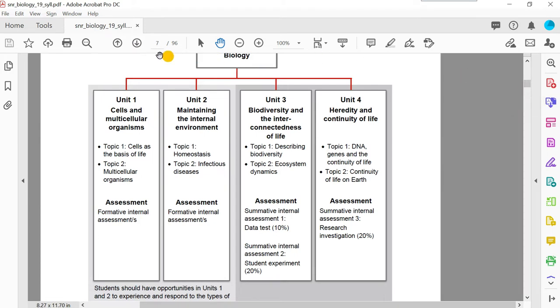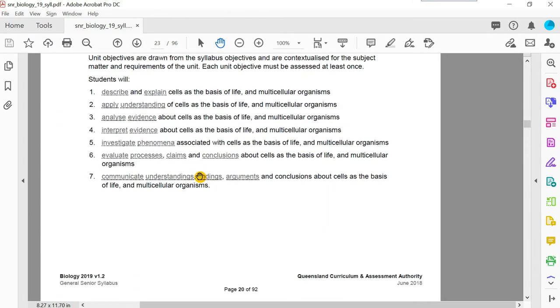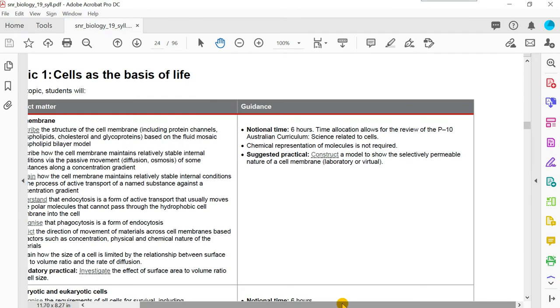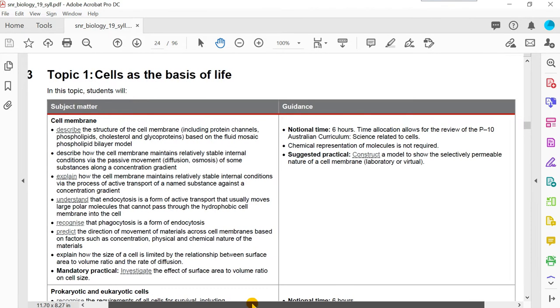The next page we'll want to go down to is page 23, and this is the start of the 4 sections, so cells and multicellular organisms. It has a bit of a write-up about the unit description. However, the part that you should print out for units 1 and 2 and 3 and 4 in grade 12 is this, because this is what we must teach.